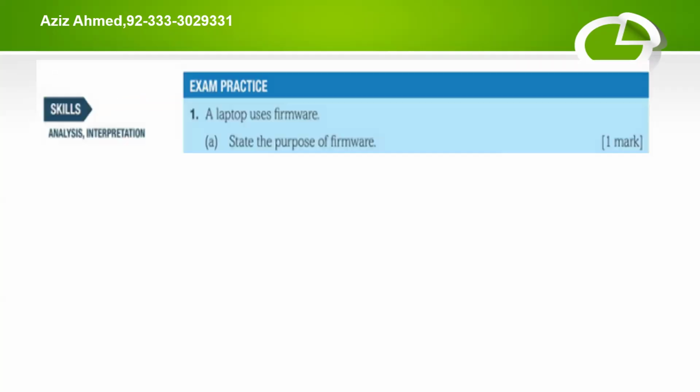A laptop uses firmware. State the purpose of firmware. You know that? Write on Zoom chat. It's to control basic hardware devices. It's built-in software that tells the device what to do.